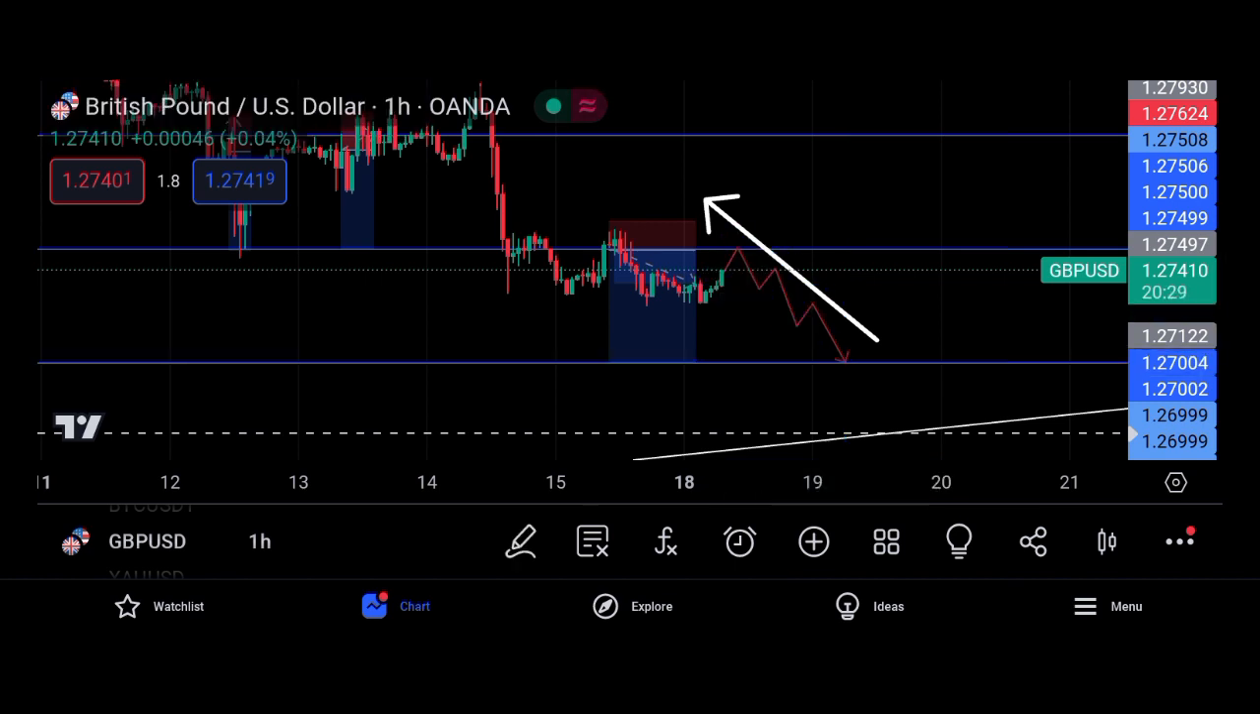So on GBPUSD and on XAUSD, I'm expecting sells, more sells. So let's see how it goes, guys. I'm going to update you if I see any trade.